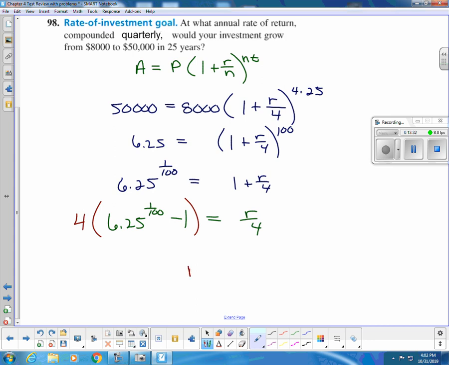Okay, so the R is going to equal, and again, I'm just putting this all in my calculator in one big fell swoop. Just double check it, make sure you've got it all written, and you've got your parentheses. 0.07398, so let's say 7.4%.